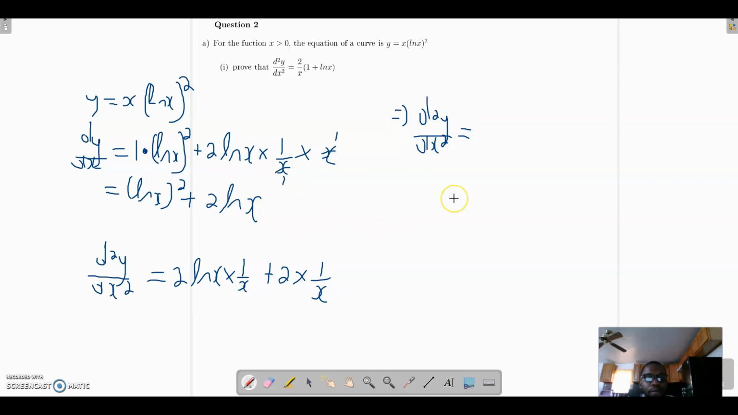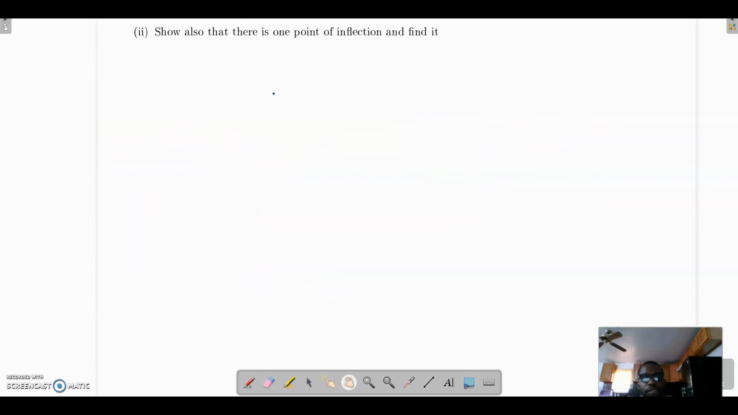So we can say this implies that d squared y over dx squared is equal to, we can see that the 2 over x is common, right? We can factor out the 2, we can factor out the 1 over x. So it becomes 2 over x, open bracket, you're going to have ln x plus 1. Alright, that's exactly what we wanted. So we go QED, that which has been proven. Let's go to the next question.